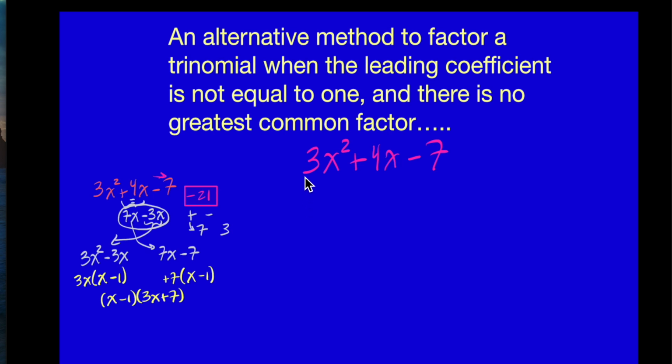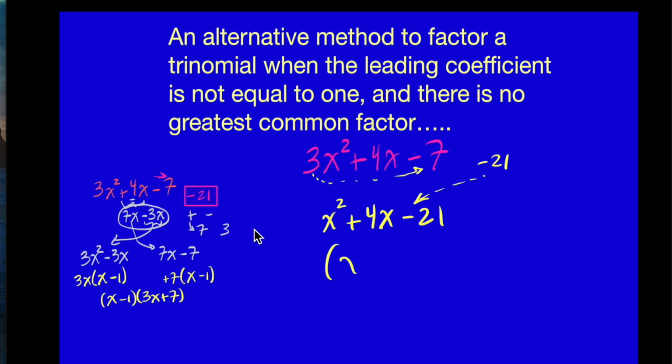Let's now factor the same trinomial using a different method. So we are going to multiply the 3 by the negative 7 and get negative 21, but now we're going to rewrite the expression without the leading coefficient, and we're going to bring the negative 21 down below. Now folks, this is easy to factor. All right, this is going to be a plus and a minus because we have a minus 21, and we're going to have a plus 7 and a minus 3. And double check your work, we're going to get x squared plus 4x minus 21.